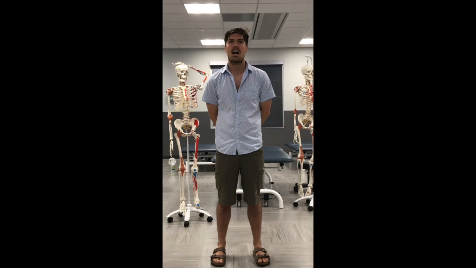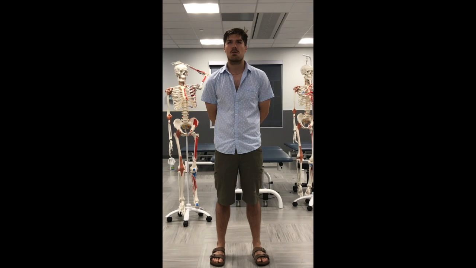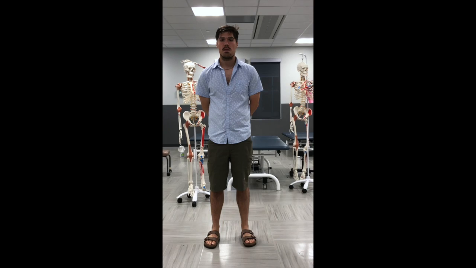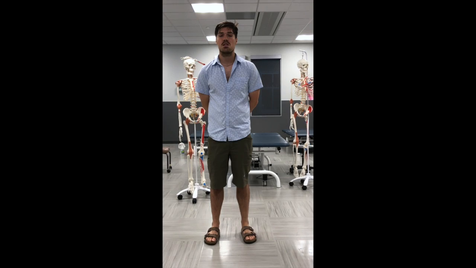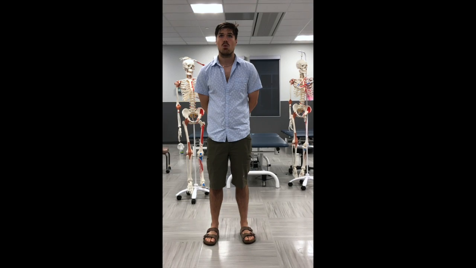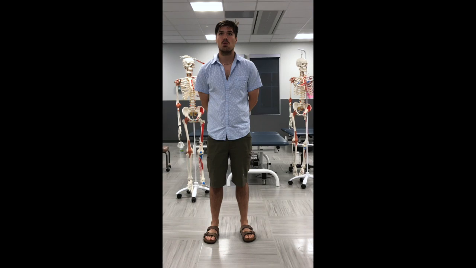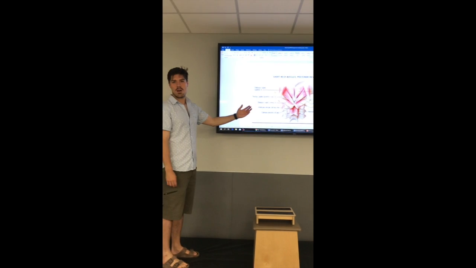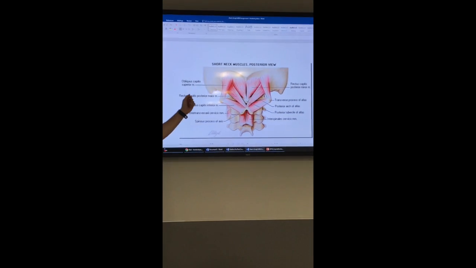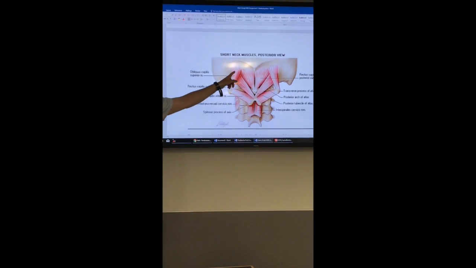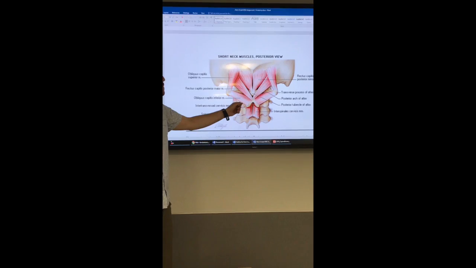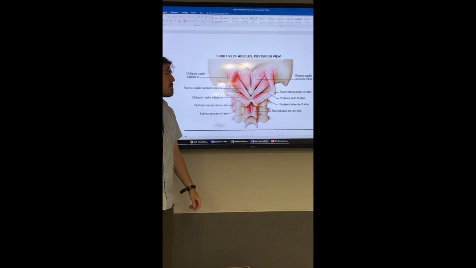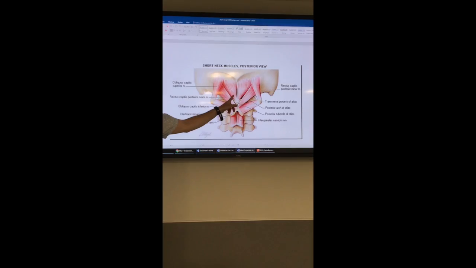obliquus capitis superior muscle that attaches from the lateral side of the atlas to the lateral side of the occipital bone. These three pairs of muscles are located on the posterior aspect of the spine. When working together, they create a line of pull that creates a chin poke action. Using a visual diagram, we can see the obliquus capitis superior muscle, the rectus capitis posterior major muscle, and the rectus capitis posterior minor muscle.